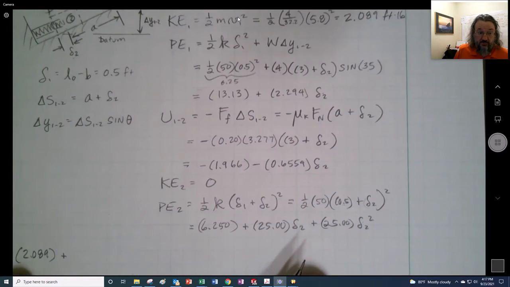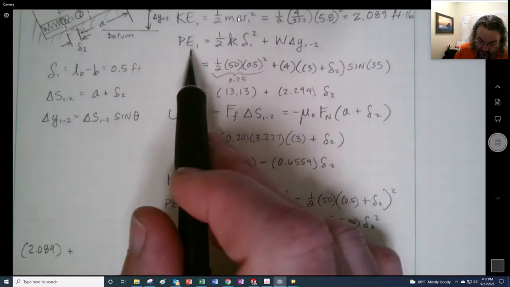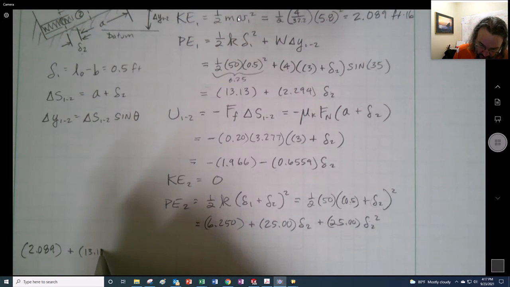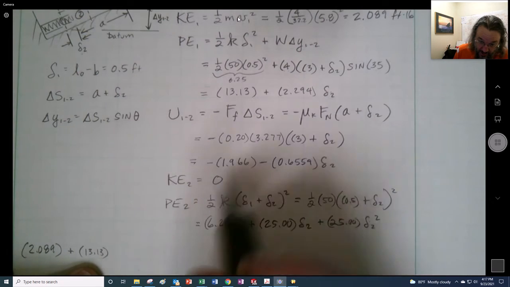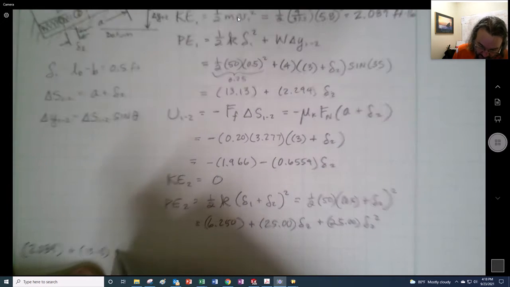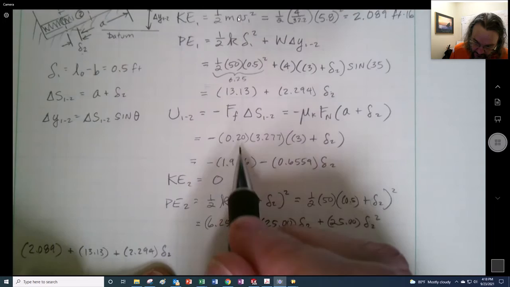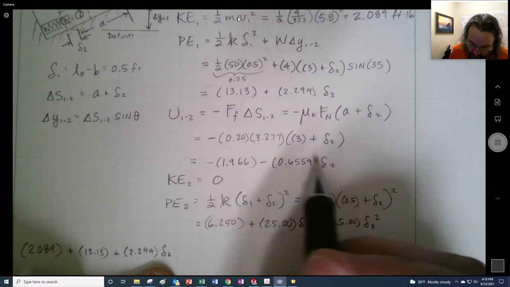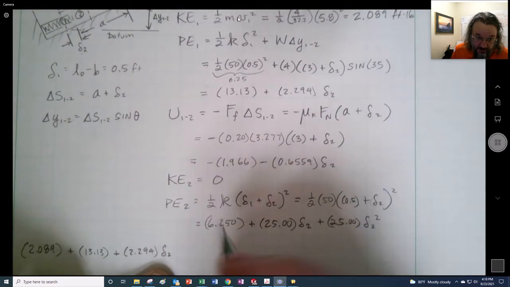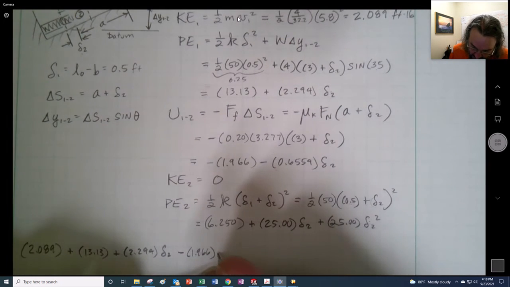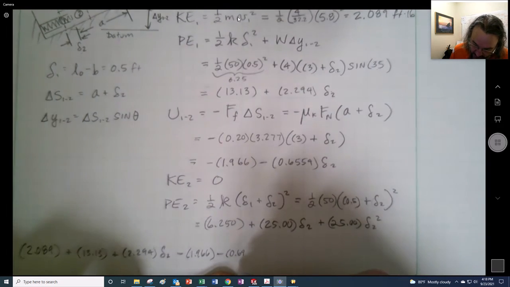So we had that up above, right? And then PE1 is going to be plus 13.13, and this is really the thing that drives everybody, but we also have this amount of 2.294 del 2, right? And now we have the work that's happening on here, so this is the losses, so it's going to be minus 1.966 minus 0.655.